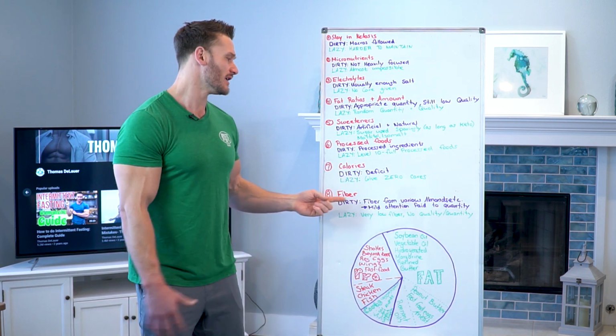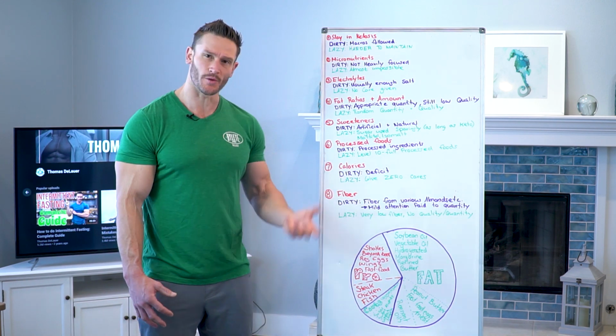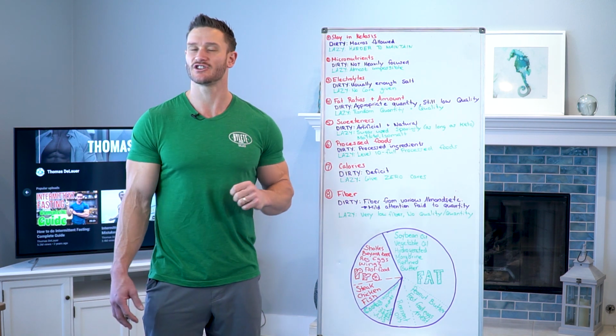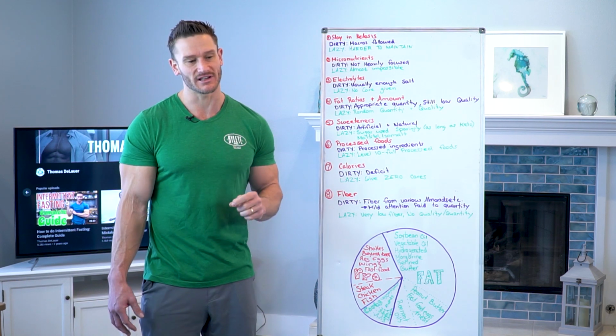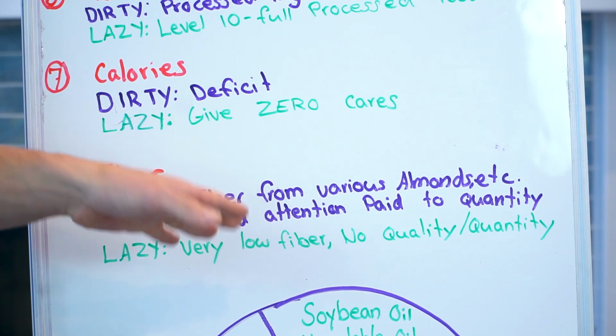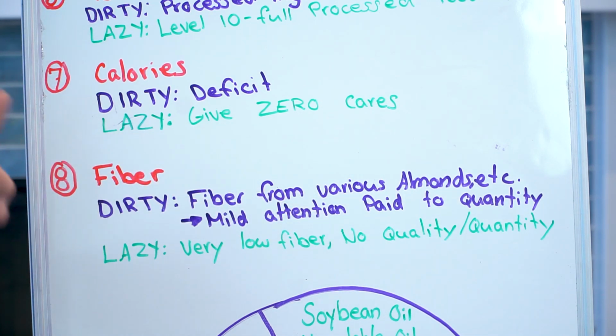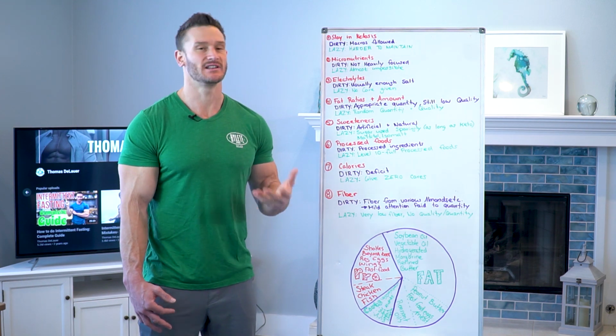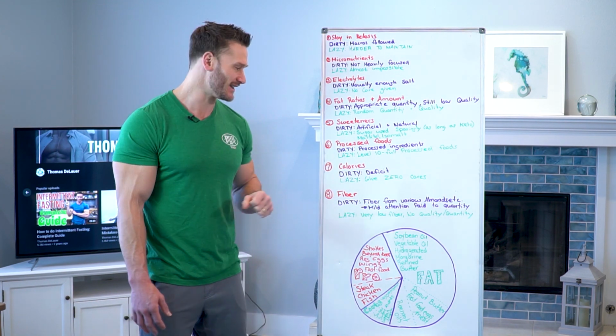With dirty keto, you might get fiber from various almonds and things like that. Maybe you eat nuts that have small amounts of fiber. You're paying kind of attention and justifying it maybe. Oh, I'm gonna have this little handful of almonds, I'm gonna get some fiber out of it. You're getting some fiber, and mild attention is paid to the overall quantity, how much you're getting in. Oh, well, I had 20 grams of carbs today, but 10 of which was fiber. You're paying attention to that at least, okay?